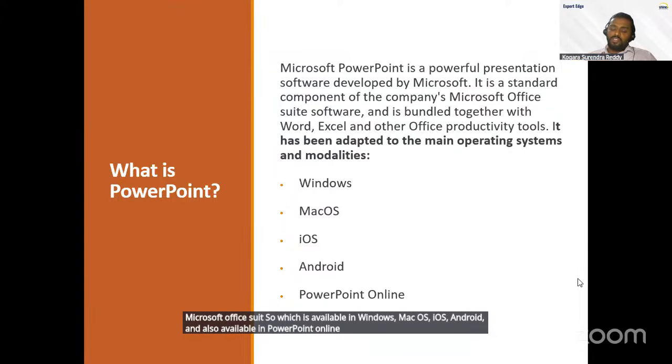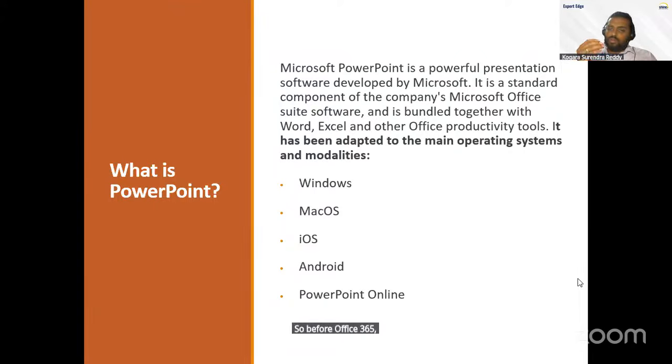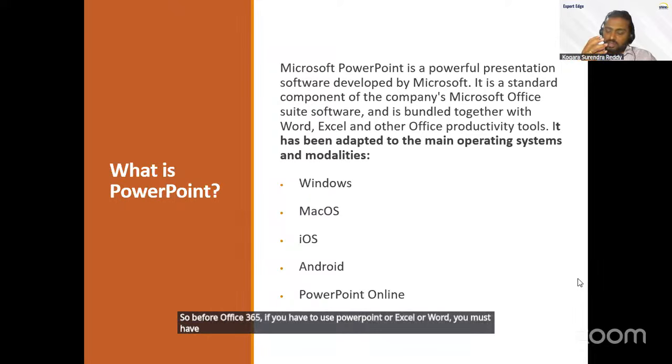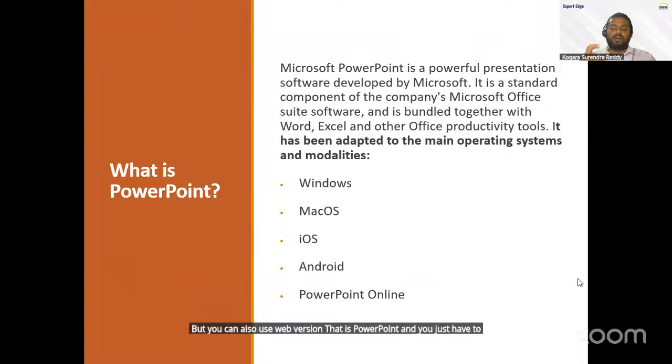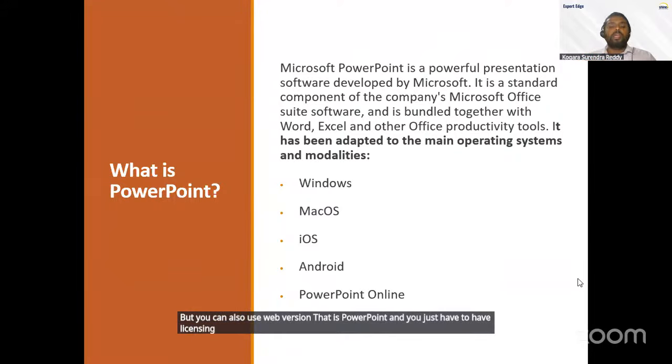Before Office 365, if you had to use PowerPoint or Excel or Word, you must have installed the software on either your laptop or some other gadget. Then only would we be able to use it. Now with Office 365, it is not necessary to have installed software; you can also use the web version, that is PowerPoint Online. You just need a licensing subscription. You can log in and start using the web version as well.